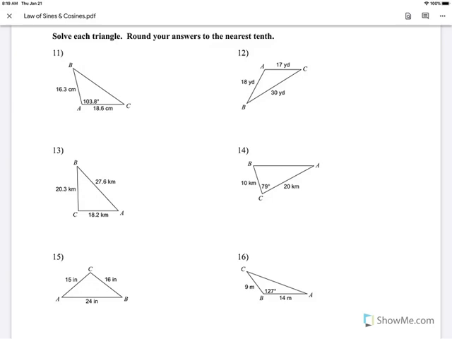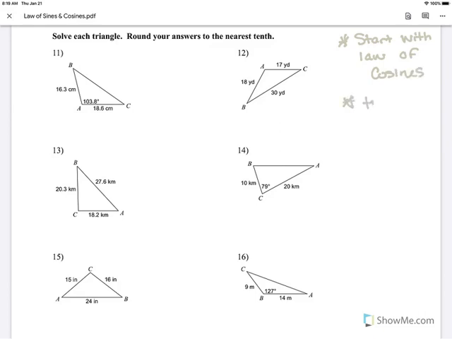Okay, we're going to just do all of 11 together. Notice that the directions say solve each triangle, round your answer to the nearest tenth. If it says solve each triangle, that means you have to solve for every single side and every single angle. So these ones on the back, you might want to make yourself a little note, like start with law of cosines.